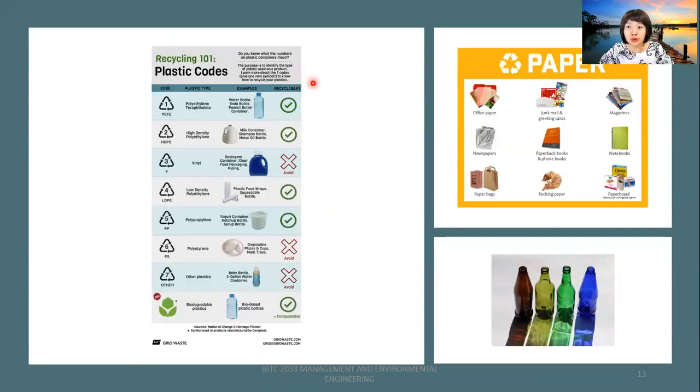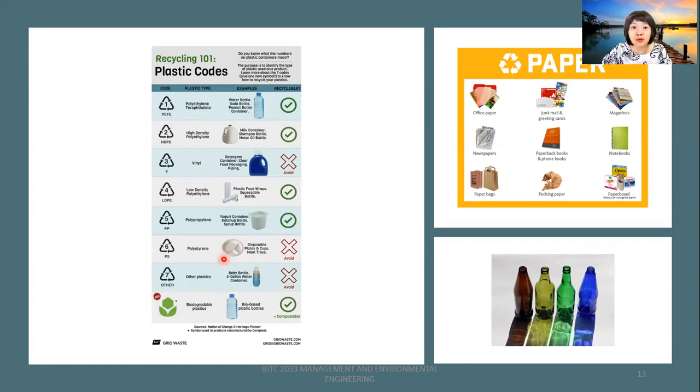So these are the codes. When you would like to do recycling, you need to always remember that not everything can be recycled. For example, for plastics, we have 7 types of plastics. Only 4 can be recycled. There are 3 types of plastic that are actually not recyclable.